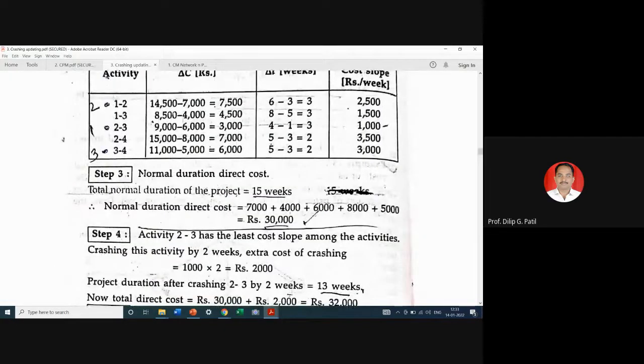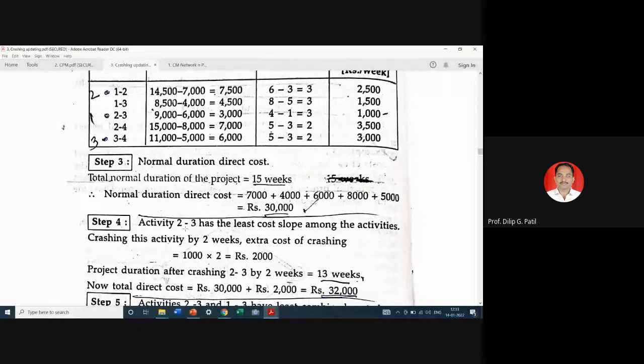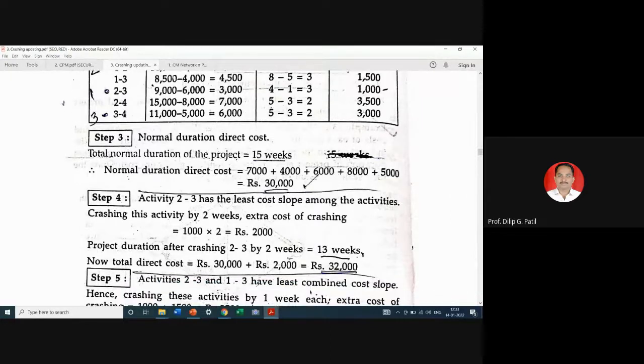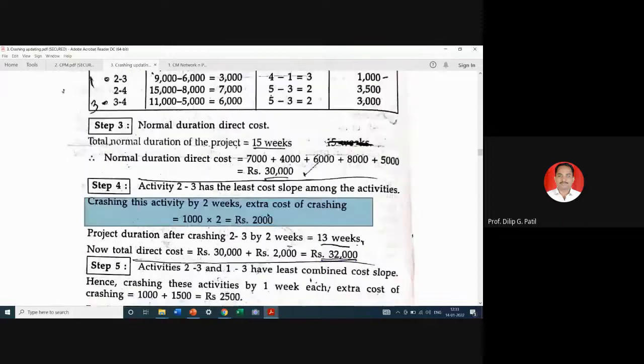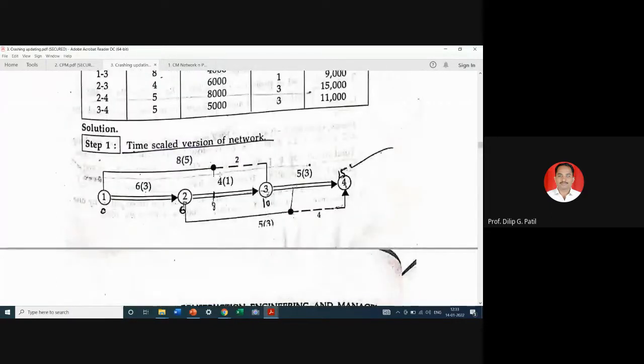So here you can see as per our planning, activity 2-3 has least cost slope among the activities. Crashing of this activity by 2 weeks. हे 2 weeks का घेतलेलं आहे हे खूप महत्वाचं आहे. मी आता तुम्हाला सांगितलं की आपण 2 weeks का घेतलं, हे लॉजिक खूप महत्वाचं आहे. इथं तुम्ही 3 weekने क्रॅश करू शकत होता. पहिल्यांदा एक तर तुमच्या लक्षात आलं की आपण क्रिटिकल ऍक्टिव्हिटी क्रॅश करत आहोत.